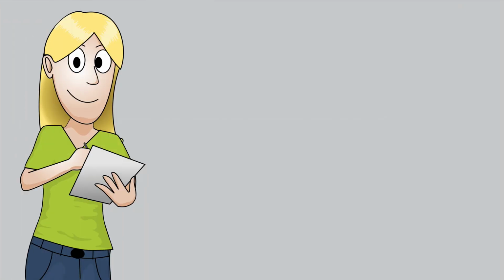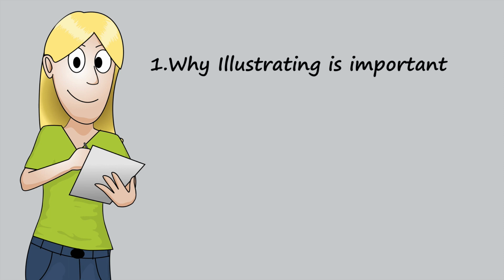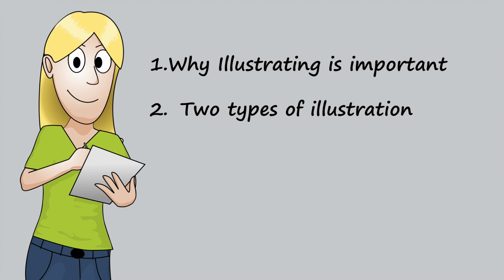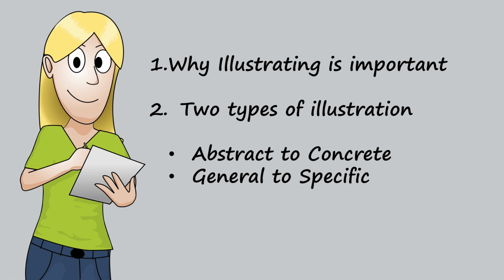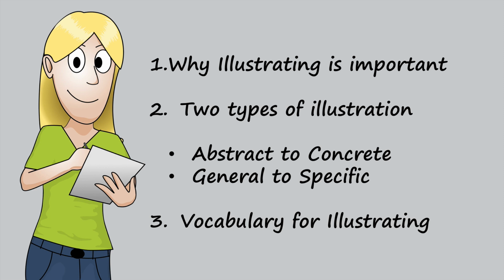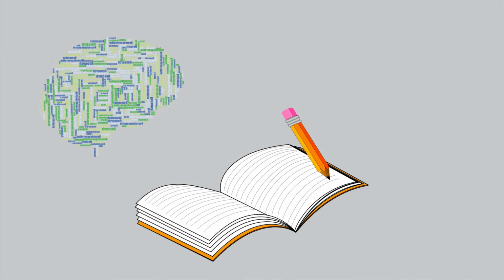Welcome. In this lesson, you're going to learn why illustrating is important, two types of illustrating, going from abstract to concrete, and from general to specific. Finally, you're going to learn vocabulary that is useful for illustrating. To begin, writing is a rational activity.